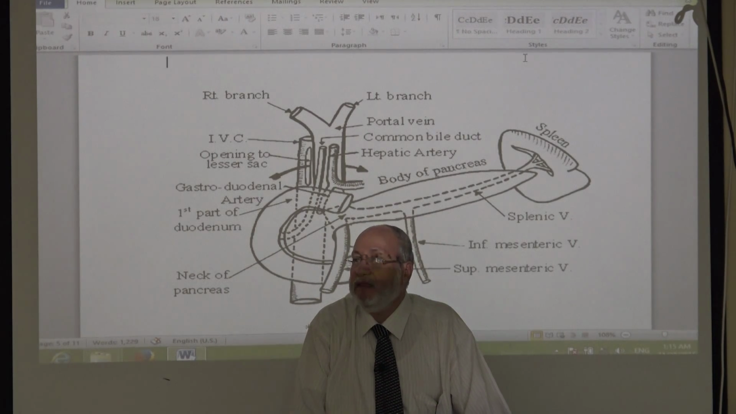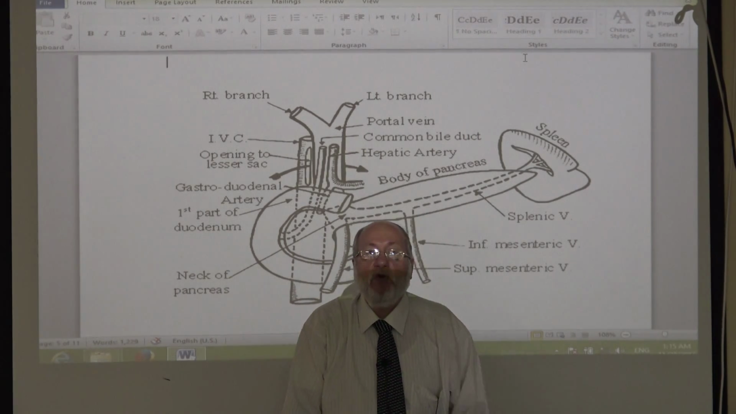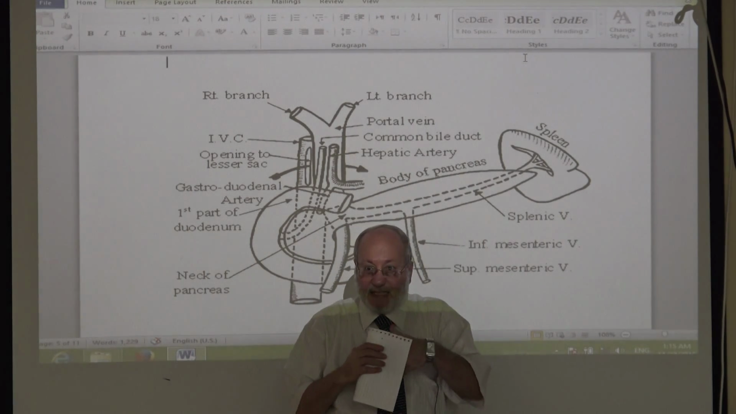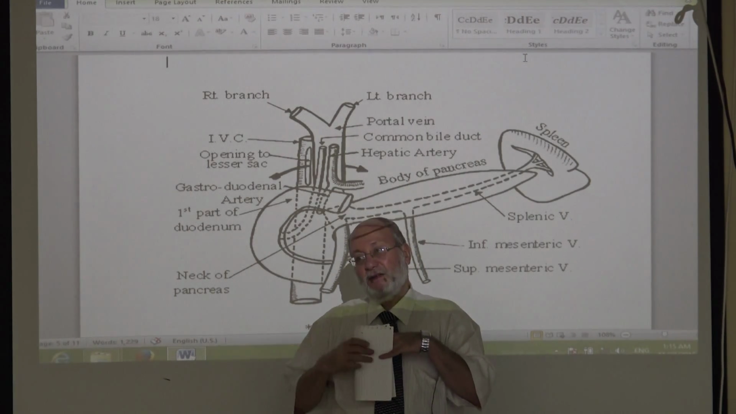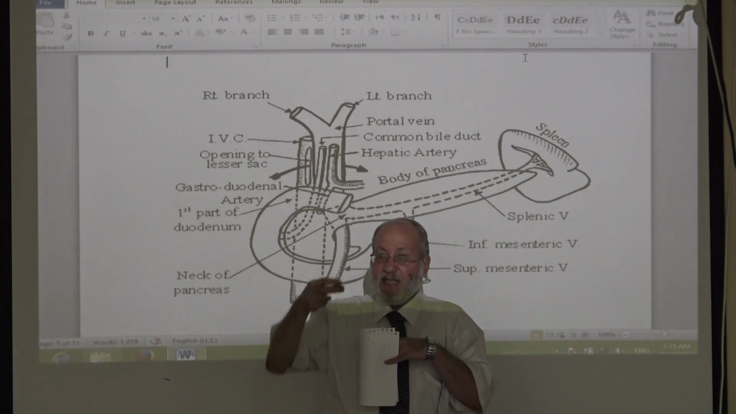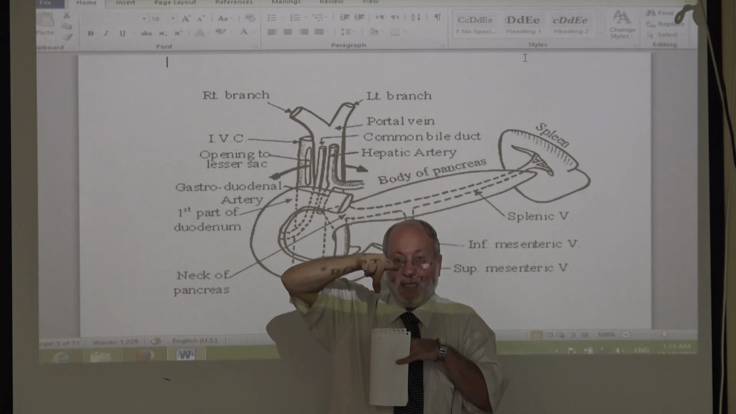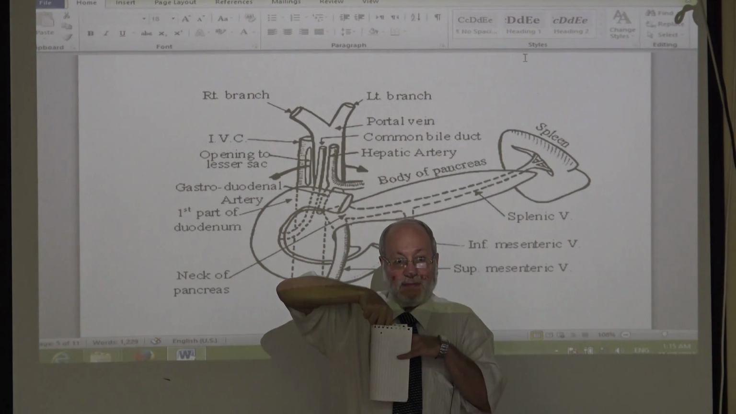It is also named the foramen of Winslow. This is the stomach and this is the omentum. In the free border of the omentum there are the portal vein and the common bile duct.